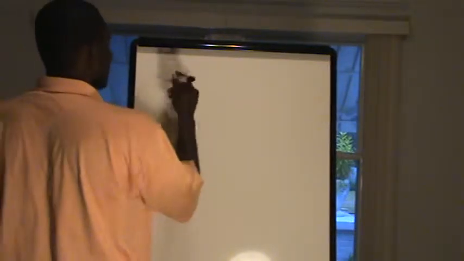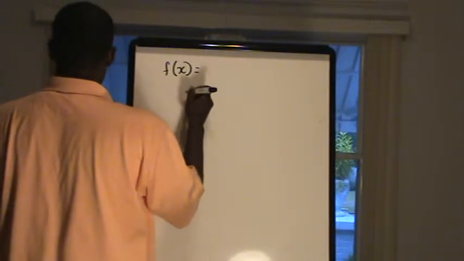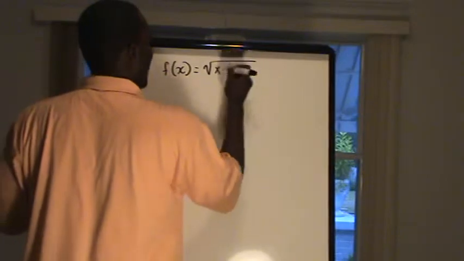Okay, for our next example of considering the domain of a function, we have a different function this time, and it's actually the square root function. So we're looking at f of x is equal to the square root of x minus 5.